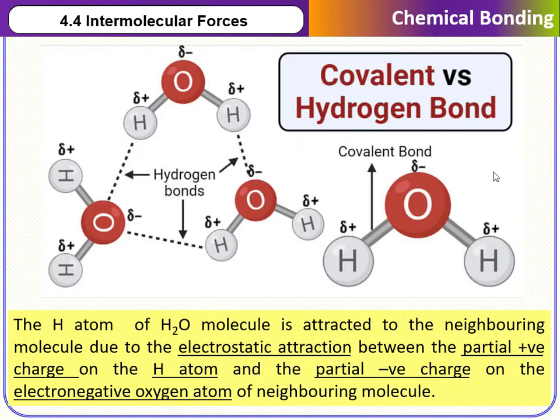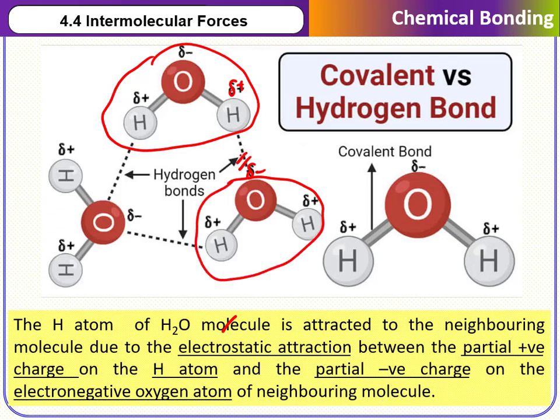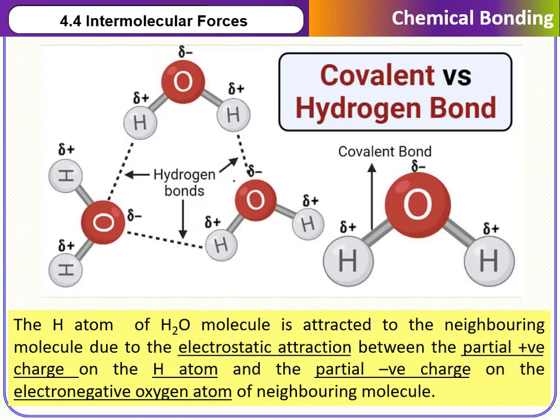Let us look at the next example of hydrogen bond, which is the water molecule. The H atom of a water molecule is attracted to the neighboring molecule due to the electrostatic attraction between the partial positive charge on the H atom of this water molecule and the partial negative charge on the other water molecule. So that is the hydrogen bond. How about this bond? OH within the same molecule is the covalent bond. Why covalent bond? Because they share the electron.